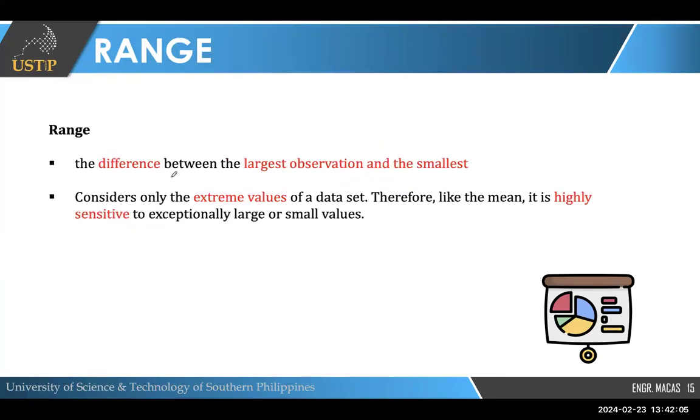Okay, let's go to the range. I already discussed this when we got the width, when we measured the width of the intervals that we're going to make. So basically the range is the difference between your largest observation and the smallest, okay? And it is like the mean in the sense that it is highly sensitive to exceptionally large or small values.